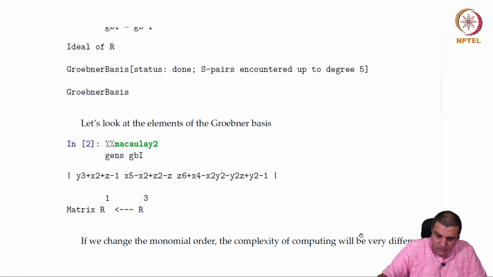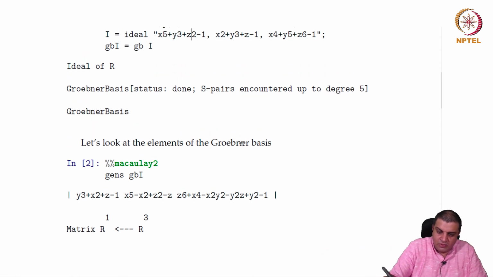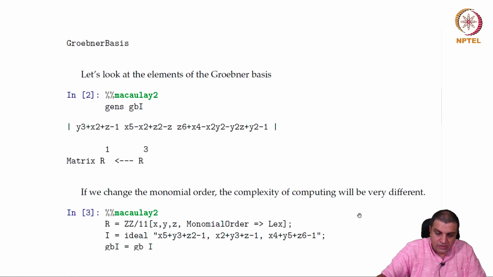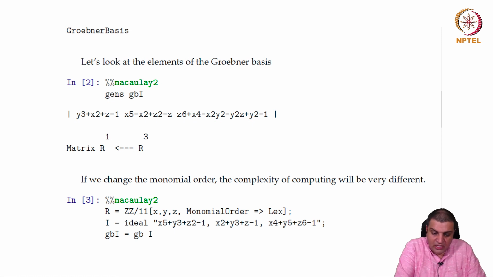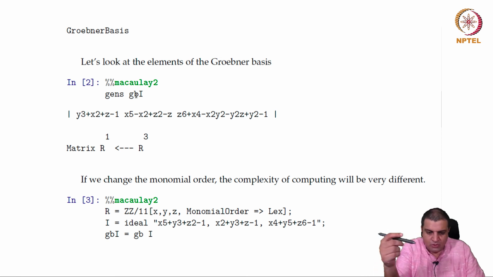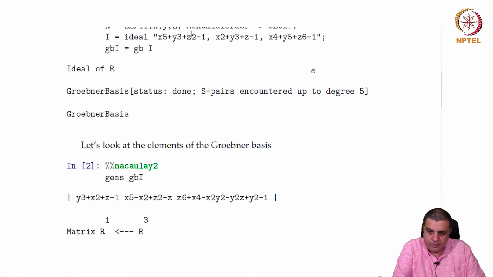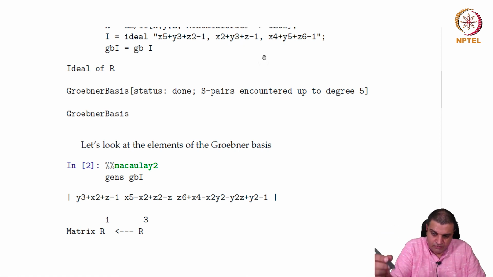And let's look at the elements of the Grobner basis. So we continue the calculation. We're asking for the generators of the Grobner basis, meaning the actual elements of the Grobner basis. So it outputs something, y cube plus x square plus z minus 1, which is one of the generators. Remember, this is g-lex, so that is the leading term.